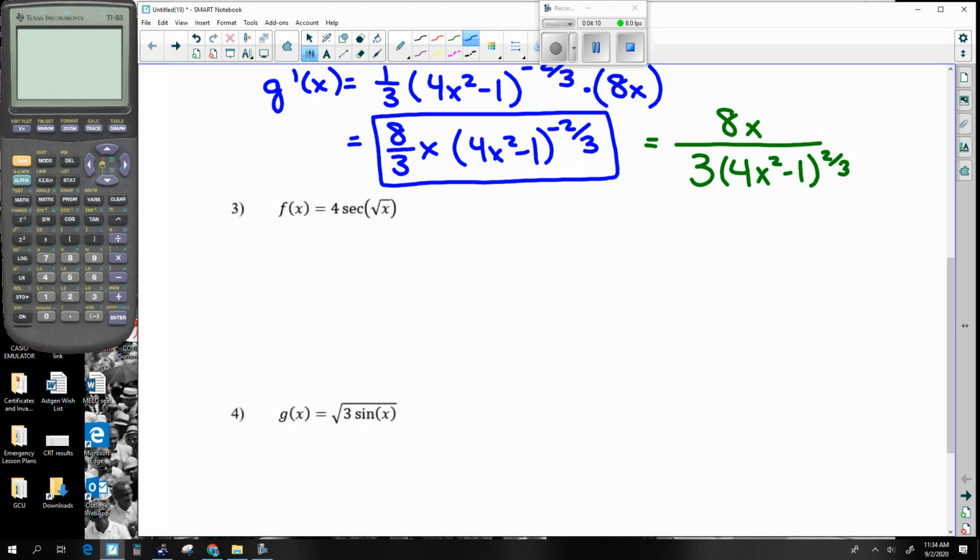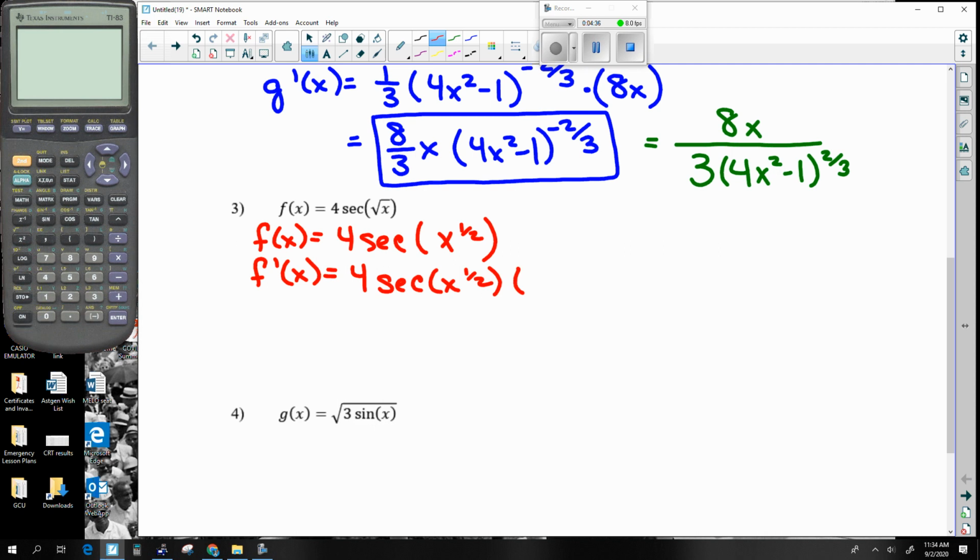All right, here we have the f of x, which is going to be a 4 secant x to the 1/2. So the 4 secant is on the outside. So the derivative of that, secant goes to secant tangent. So this is going to be 4. Here goes the secant. So this will be secant tangent, secant tangent, that's the derivative of that. And then the inside would be the x to the 1/2. So here comes the chain rule of x to the negative 1/2.